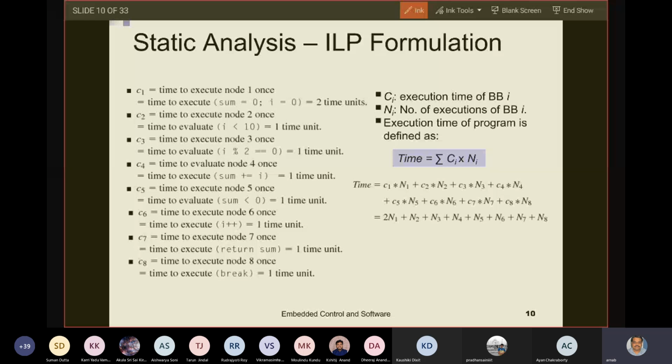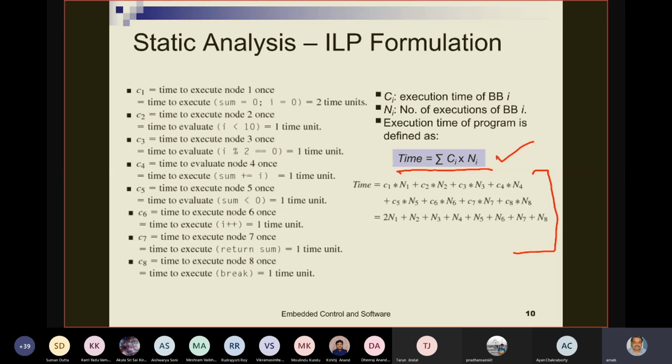Given the values of ni, I can find out the time the program takes, and the maximum time that the program can take over all inputs it can have is the maximum over this. So if I take summation ci ni as the objective function and maximize it subject to a set of constraints on the decision variables, then I get the worst case execution time of the program. This is the way in which they find the worst case execution time.